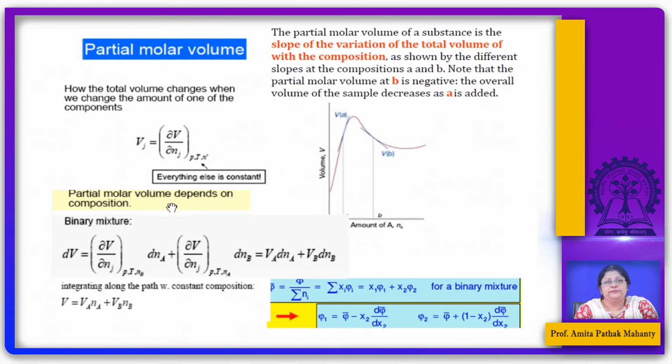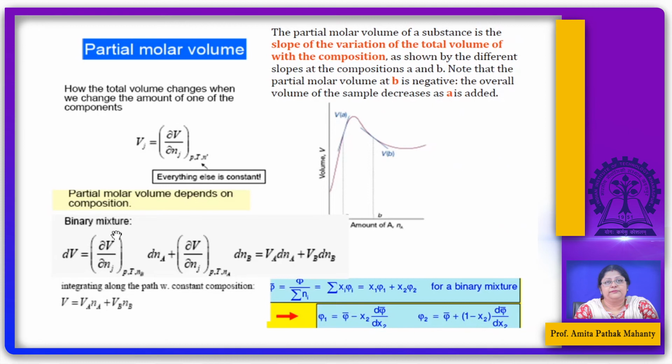So partial molar quantity volume is going to be dependent on the composition. If I have a binary mixture, then the total change in volume is nothing but the change in volume with respect to the moles of one of the components, keeping the pressure, temperature and the moles of the other constant, times the change in the number of moles of A. Similarly, plus the change of volume with species B, keeping the moles of the other one fixed, times the total change in the number of moles of B.